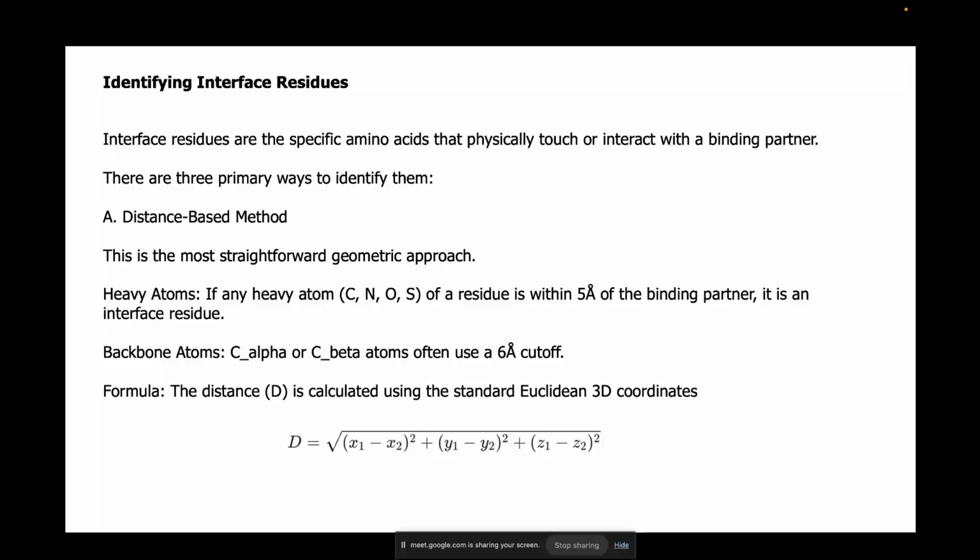First is the distance-based method, which is quite straightforward. You just calculate Euclidean distances. If any heavy atom of a residue is within 5 angstrom of the binding partner, it is an interface residue. C alpha and C beta atoms often use a 6 angstrom cutoff, and the distance is calculated by this simple Euclidean formula: (x2 minus x1) squared, plus (y2 minus y1) squared, plus (z2 minus z1) squared.